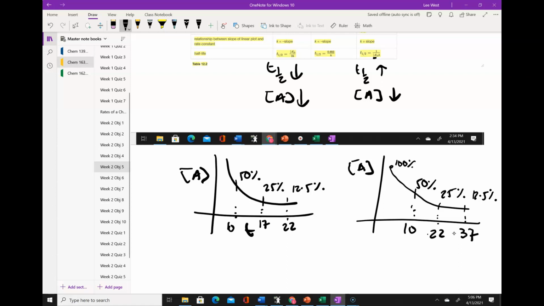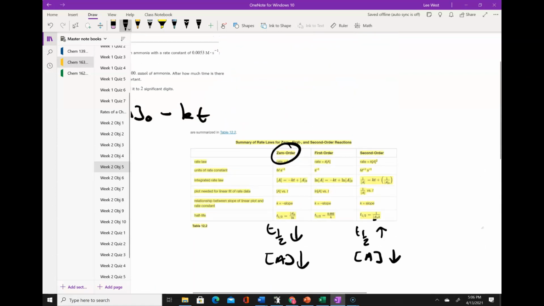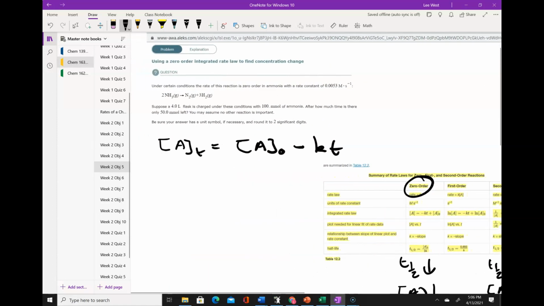If you can observe that the half-life is getting bigger or smaller, you can sometimes tell what the order of the reaction is, or at least get a loose feeling for it. So here is the integrated rate law for zero order. Okay, so let's see what we've got.